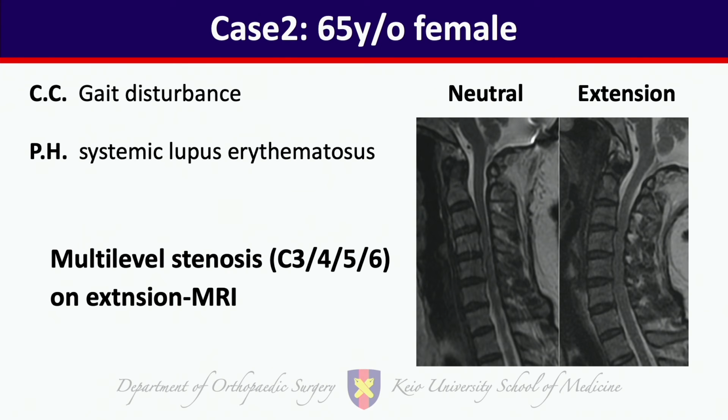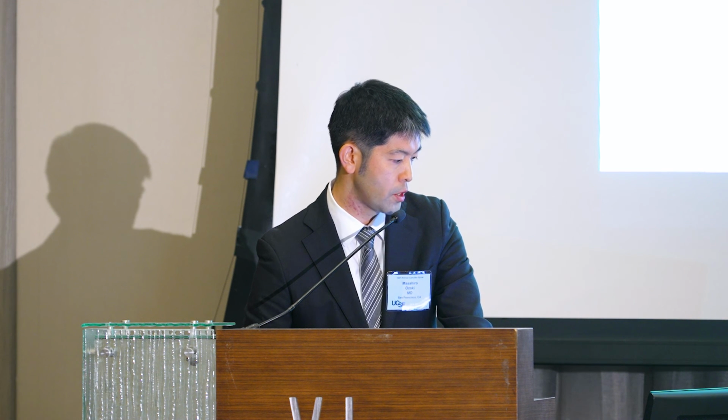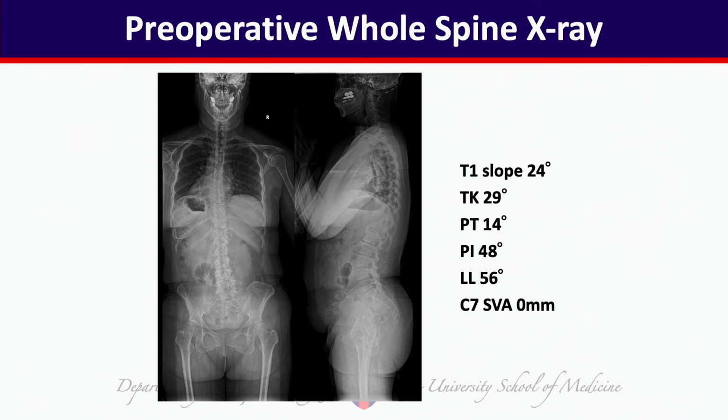Next case is a 65-year-old female. Chief complaint was gait disturbance. Her past history is systemic lupus erythematosus. MRI shows multi-level stenosis at C3-4, C4-5, and C5-6 levels, and extension MRI reveals the worsening of stenosis. Preoperative cervical X-ray shows mild cervical lordosis and sufficient extension ROM. CGH C7 SVA was 33 millimeters, which is below the cutoff value of 42 millimeters. Preoperative whole spine X-ray shows no particular coronal and sagittal imbalance. C7 SVA was 0 millimeters.